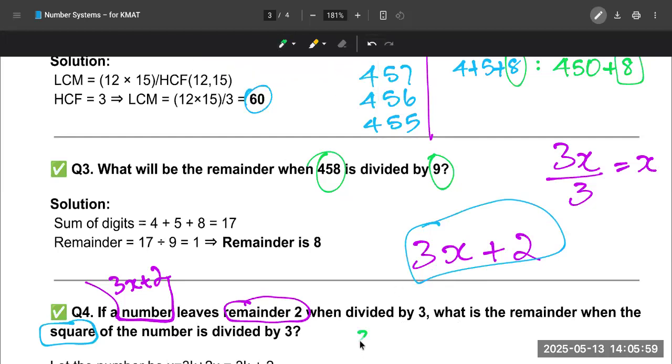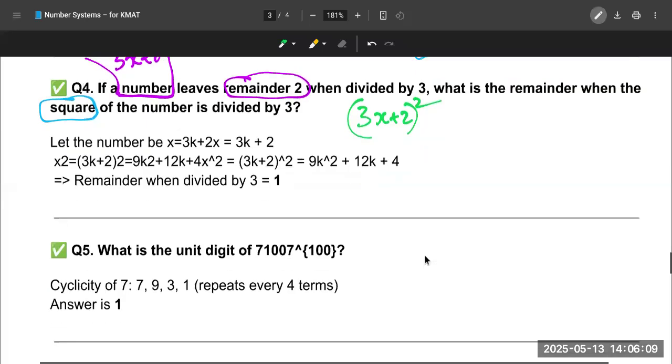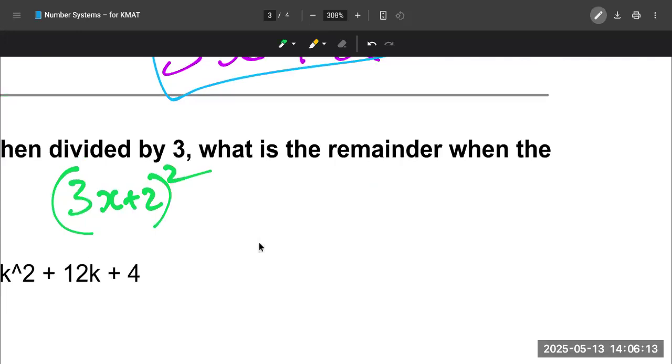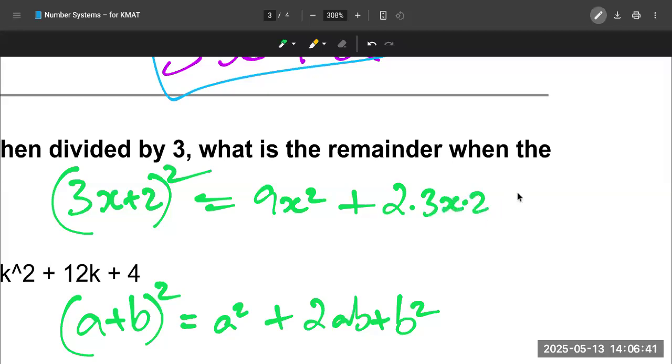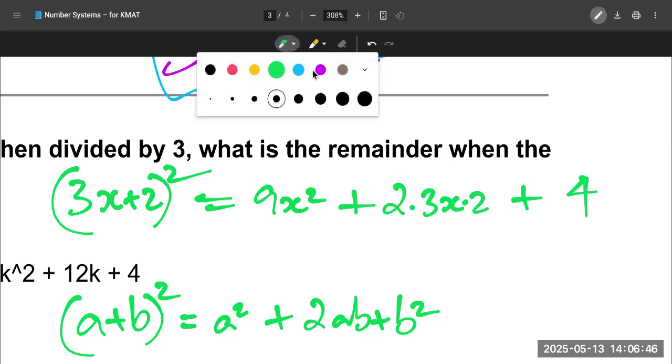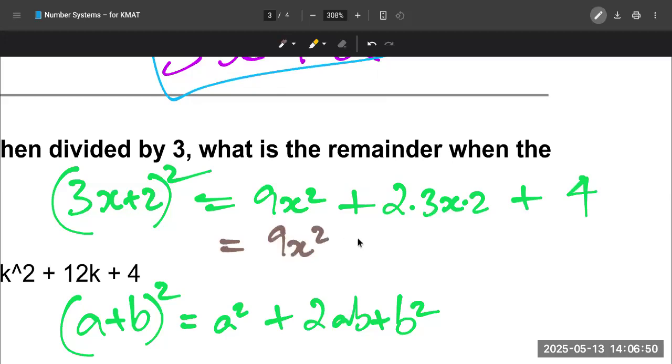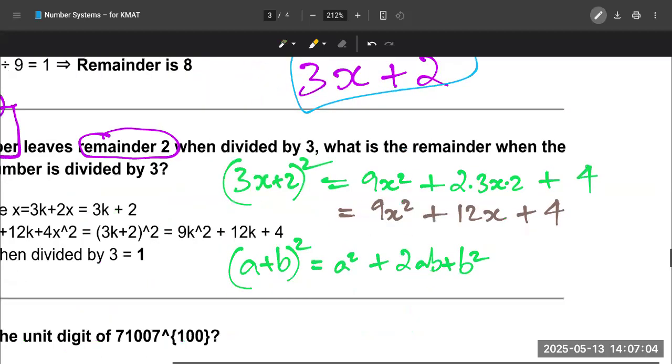So the whole bracket squared. How do you take the square of 3x plus 2? (a plus b) the whole square is a square plus 2ab plus b square. 3x the whole square is 9x square, plus 2ab, which is 2 into 3x into 2, is 12x, plus 4. 9x square plus 12x plus 4 is what you get.